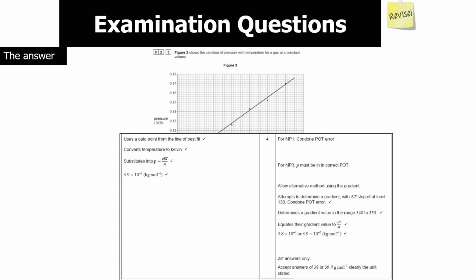Another way in which you can do it is you can determine the gradient of your graph, and you'll be aware that the gradient is going to be equal to rho R over M, because we know that it's pressure over temperature, which from the previous equation we can work through. So we can then use that to work out what our value in kilograms per mole is going to be.